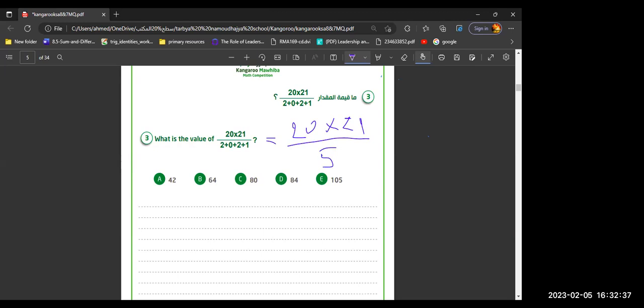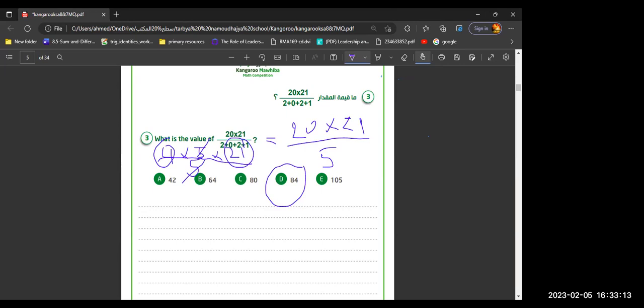Okay. Now let's do it this way. Let's write 20, 4 times 5 times 21 at the top and over 5. Okay, 20 is actually 4 times 5. So we can simplify, or we can cancel out 5. Yes, this is the only way. Now 4 times 21 is 84. Okay, Mister, so there's another simple way.